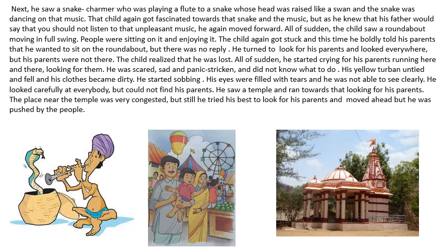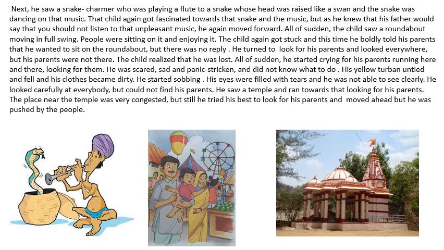All of a sudden, the child saw a roundabout moving in full swing. People were sitting on it and enjoying it. The child again got stuck, and this time he boldly told his parents that he wanted to sit on that roundabout, but there was no reply. He turned to look for his parents and looked everywhere, but his parents were not there. The child realized that he was lost.